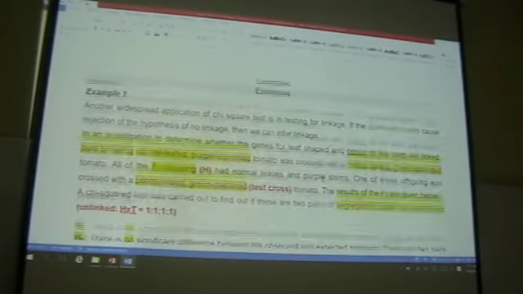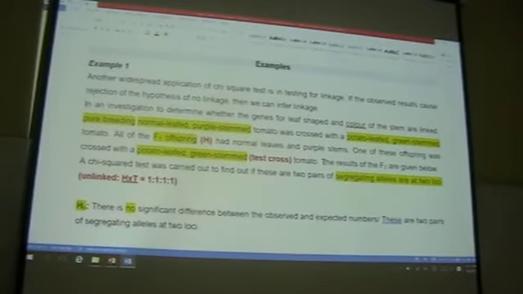Okay, example 1. So, you are looking at pure breeding normal purple stem crossed with potato leaf green stem. So this is pure breeding parent of contrasting phenotype.